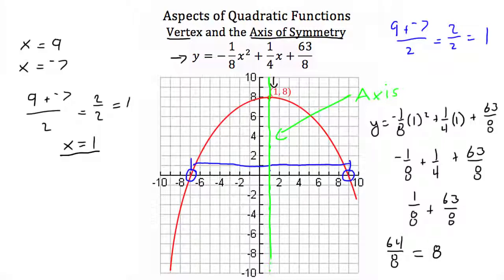So mathematically, once I have my zeros, I can find out that the x-coordinate of my vertex is x is equal to 1. And my y-coordinate, once you plug that into the equation, is equal to 8. Now that we found our x-coordinate, also notice that this x is equal to 1 is the equation of my axis of symmetry. The axis of symmetry here is the line x is equal to 1.